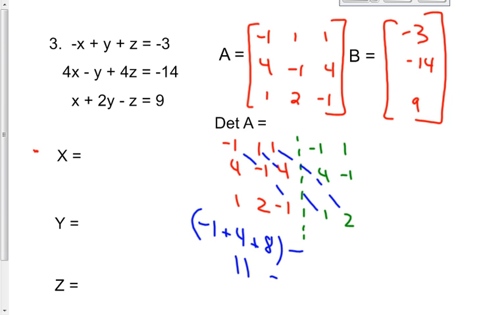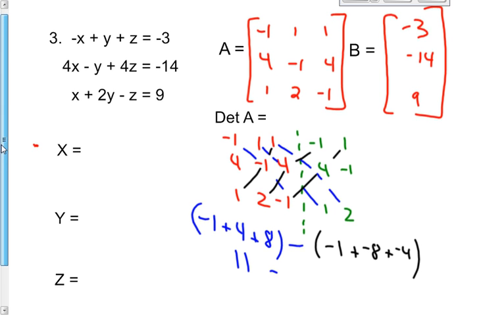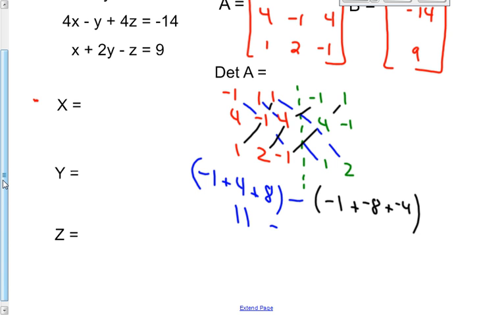So now I have to go up the diagonal starting in the bottom corner. 1 times negative 1 times 1, plus 2 times 4 times negative 1, plus negative 1 times 4 times 1. Negative 1 plus negative 8 plus negative 4, negative 13. I have 11 minus negative 13 is a plus 24. The determinant of my original is 24.